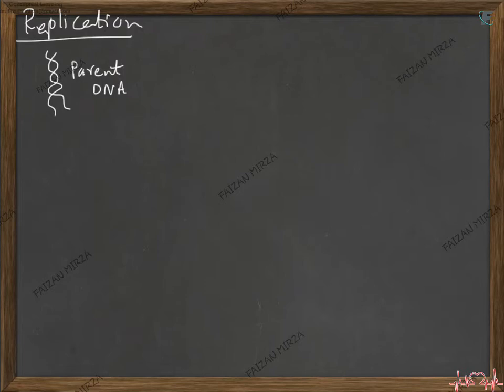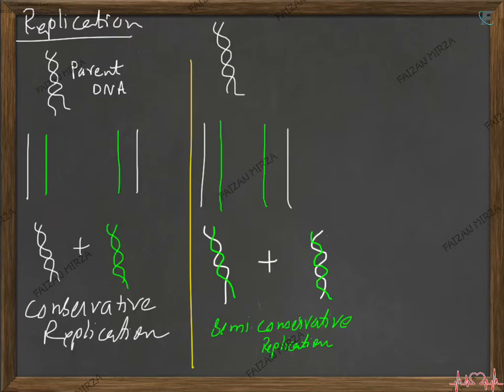When we're discussing replication, we expect the replication could go in different ways. This is the parent DNA, and the parent DNA would separate out. This is the white strand, the parent strand. The green one is the one which is newly synthesized. So this green strand is paired against the white one. It was initially expected that the white ones would just coil around each other.